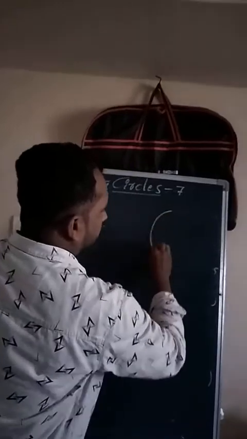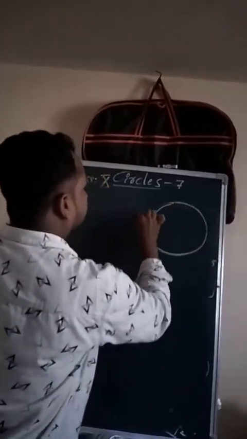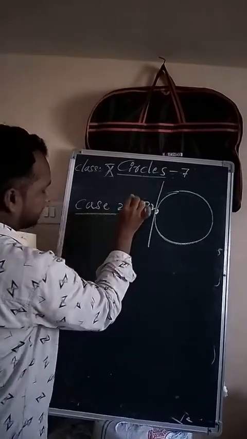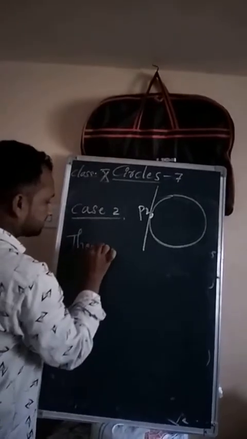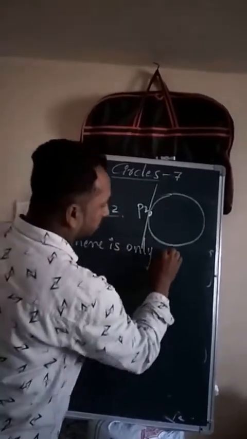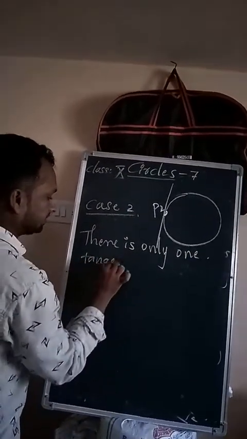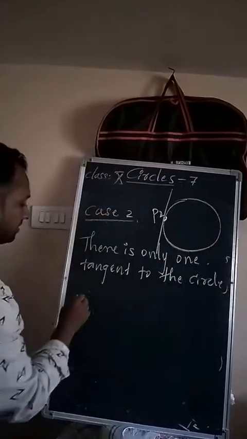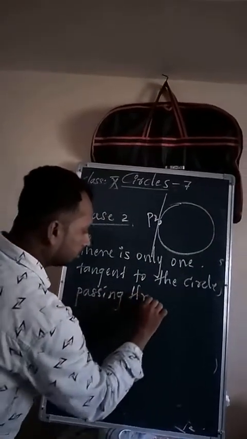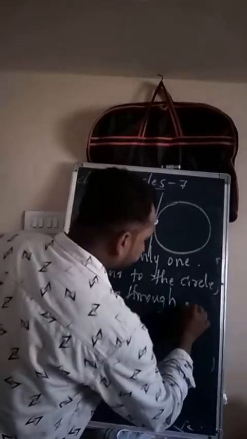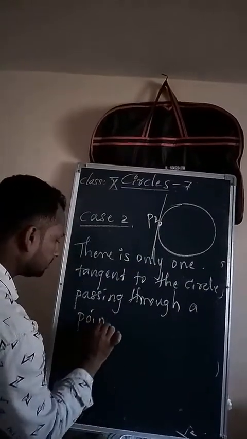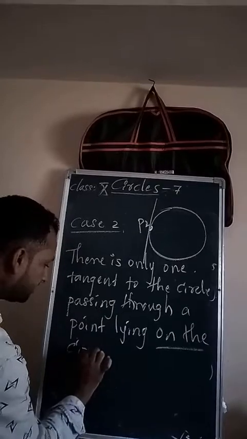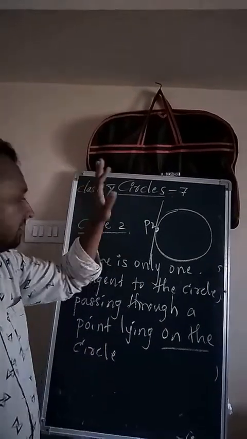Then case two: if a point is on the circle. In the second case, the point is on the circle, that is P2, and you can draw one tangent here. Clear? See what case two says: there is only one tangent to the circle passing through a point lying on the circle. This is important. If the point is on the circle, you can draw one tangent. Clear?